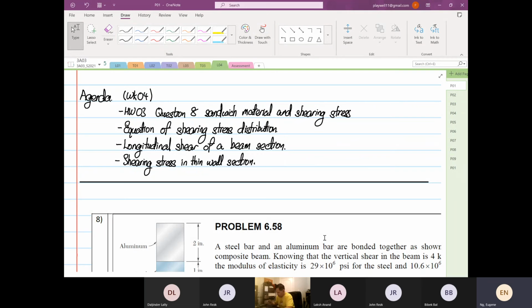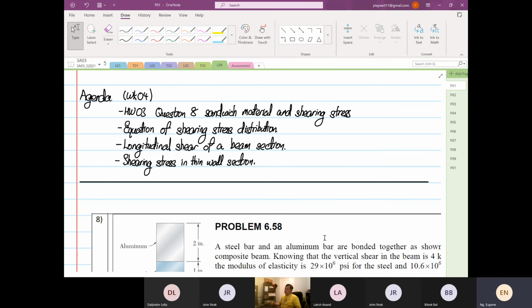Okay, so today is week 4. I'm going to do homework 3, question number 8 on sandwich material and shearing stress, because I did not really show how to handle a problem like this when it is a sandwich material. I did not show that in class last week, but it's on the homework already, so I'm going to show you how it's done.